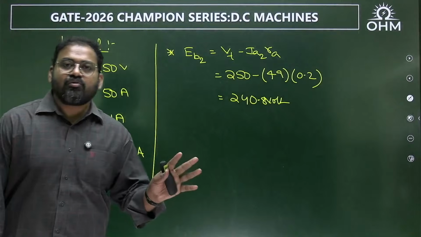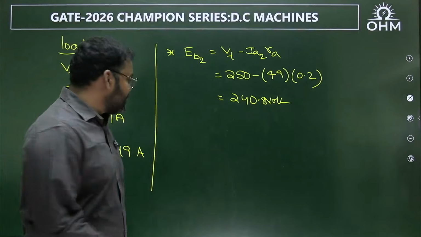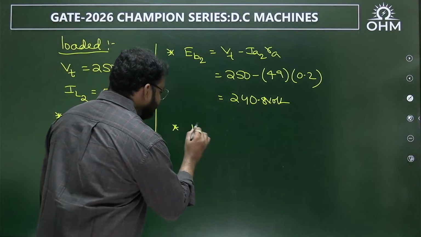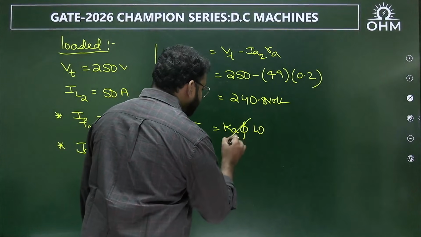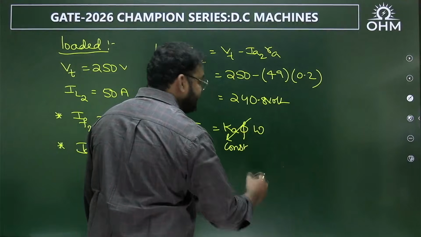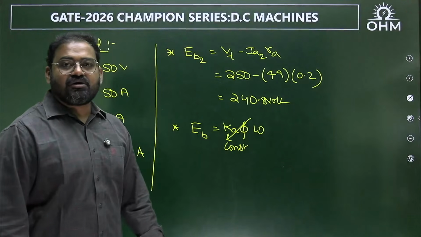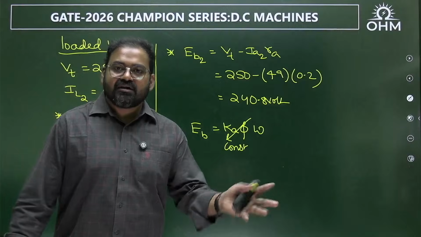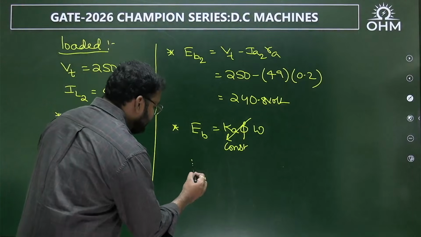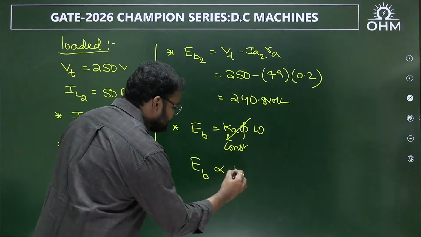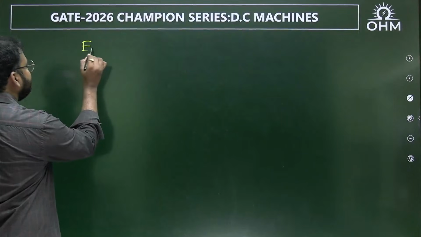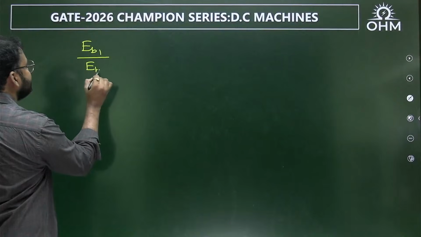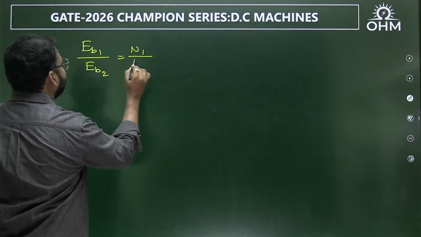So the moment I know what is the back EMF, I can easily find out what is the new speed, because we know back EMF is equal to Ka phi into omega, and flux is a constant, don't forget that. Why flux is a constant value? Because the field current remains the same. So back EMF is directly proportional to speed, correct? So EB1 divided by EB2 is equal to N1 divided by N2.